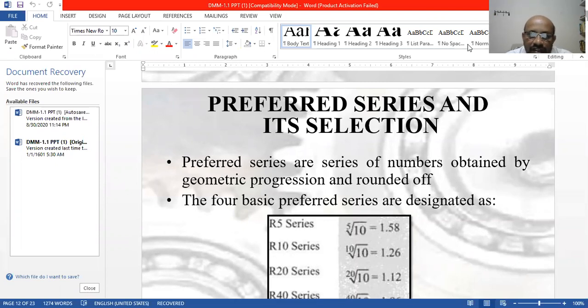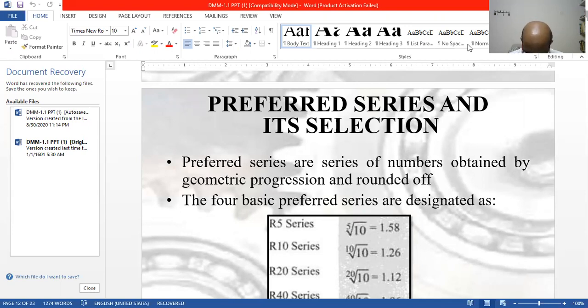Today we will discuss preferred numbers. In this preferred series of numbers, the numbers are obtained by a geometric progression, and they are rounded off.